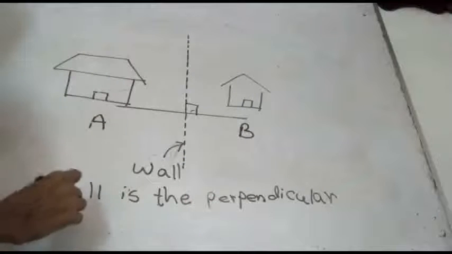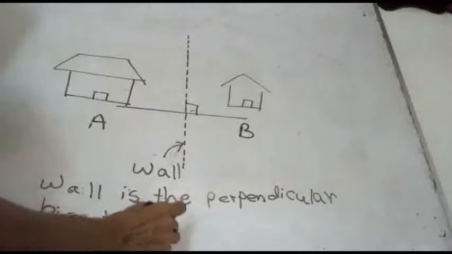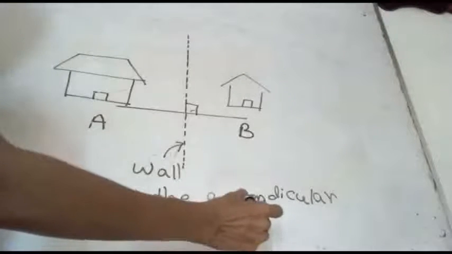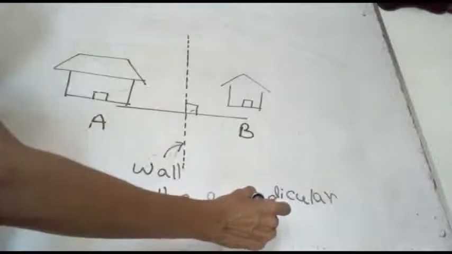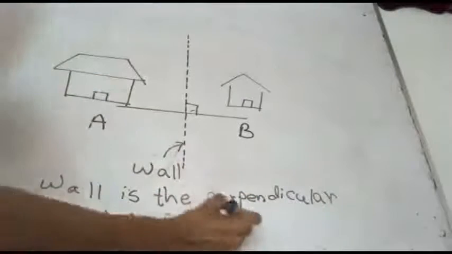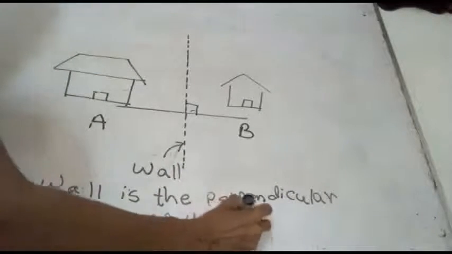Perpendicular bisector of the straight line segment AB.